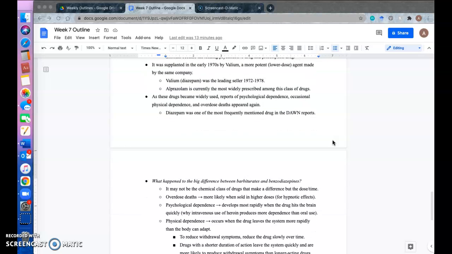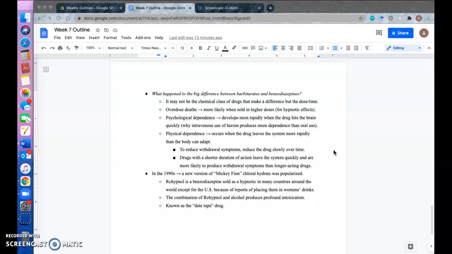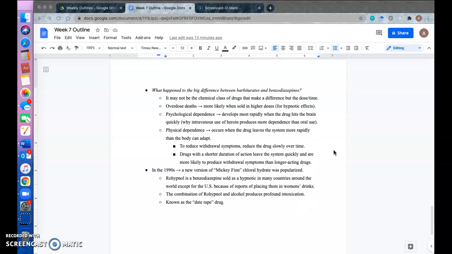As these drugs became widely used, reports of psychological dependence, occasional physical dependence, and overdose deaths appeared again. Diazepam was one of the most frequently mentioned drugs in the DAWN reports at that time. So the question was, what happened to the big difference between barbiturates and benzodiazepines? It may not be the chemical class of drugs that makes a difference, but the dose and time.